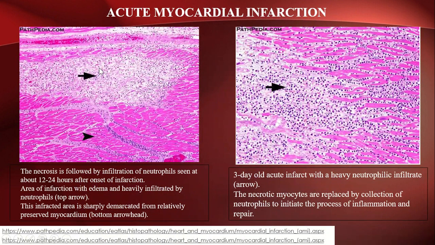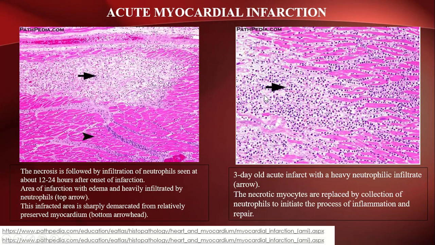And the histology of the acute myocardial infarction. Here you see the necrotic area with the appearance of neutrophils. The neutrophils are seen at about 11-24 hours after onset of infarction. The infarction area is edematous and heavily infiltrated with neutrophils, but here you see the intact, not damaged, myocardium. There is a sharp demarcation between the necrotic area and the normal area.